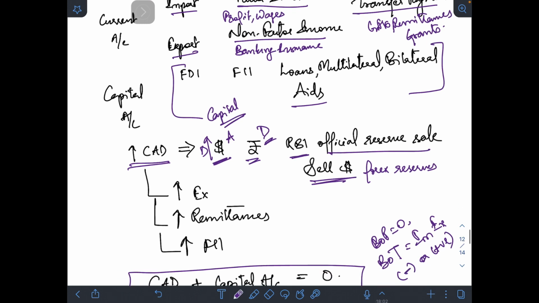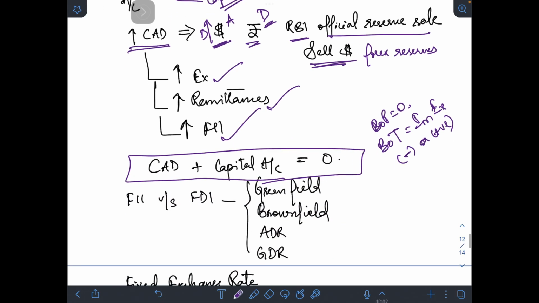Next, how else can we deal with current account deficit on a sustainable basis? By improving exports, by improving remittances, as well as an increase in FII. Clear, people? Now, FII versus FDI. FII is generally called hot money because it can come and go anytime it wants. Whereas FDI brings in technology and a lot of employment, and needless to say, the capital is more permanent in nature compared to FII.